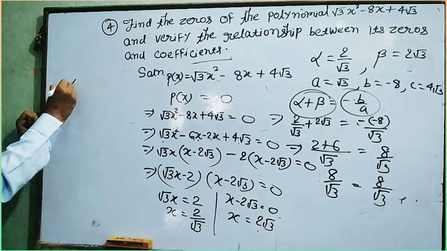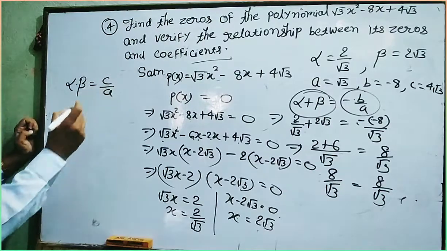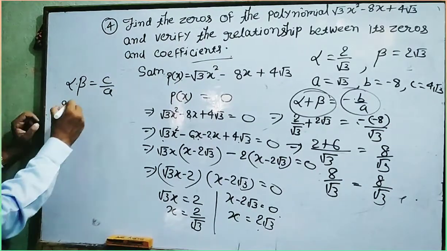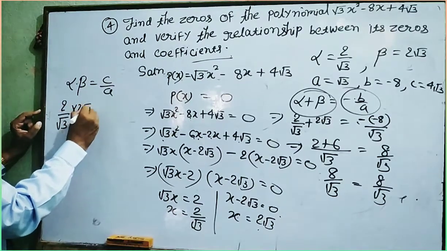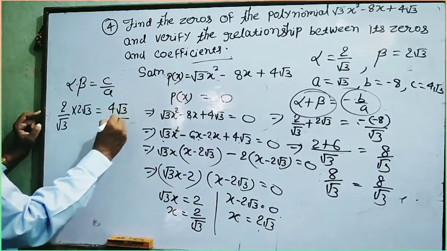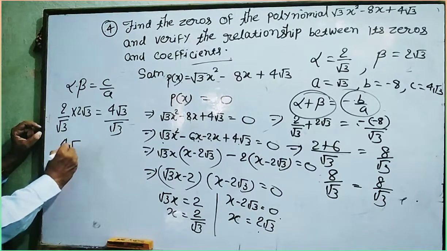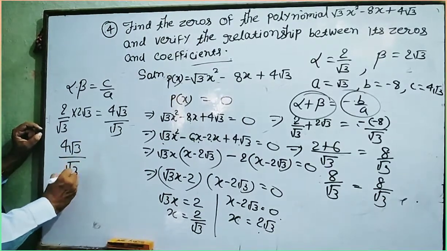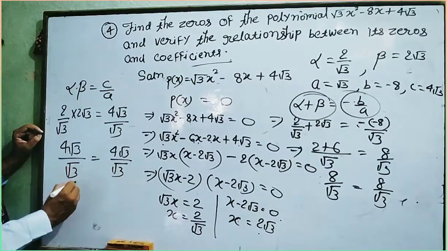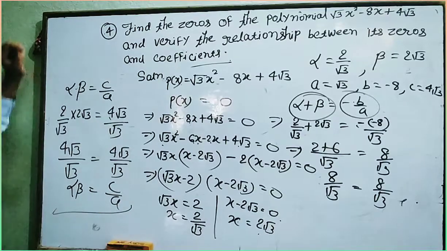Similarly, next is alpha into beta is equal to c by a. What is alpha? Alpha is 2 by root 3, and beta is 2 root 3. C by a: c is 4 root 3, a is root 3. So you get 4 root 3 by root 3 on both sides. That means alpha into beta is equal to c by a. So this relation is also satisfied.